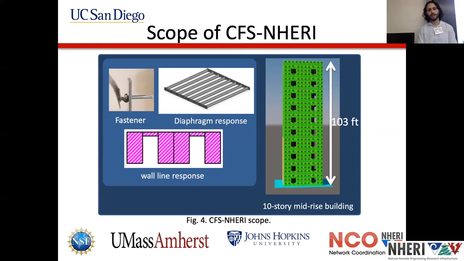asymmetrical shear walls. The culmination of the cold form steel NHERI project will consist of a complete architectural 10-story building. This is a first of its kind cold form steel frame building. It is 103 feet tall and the code limits it to only 65 feet tall.